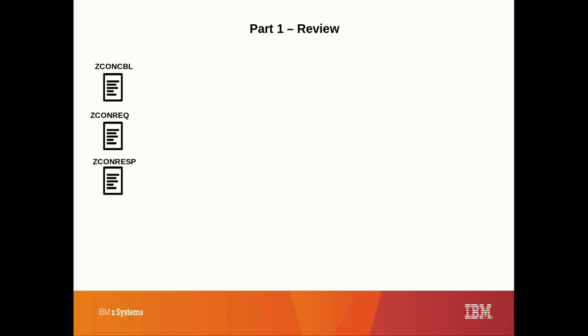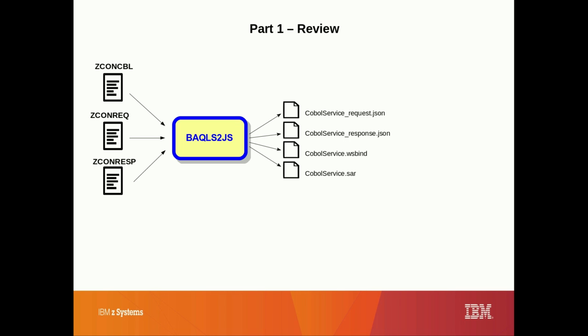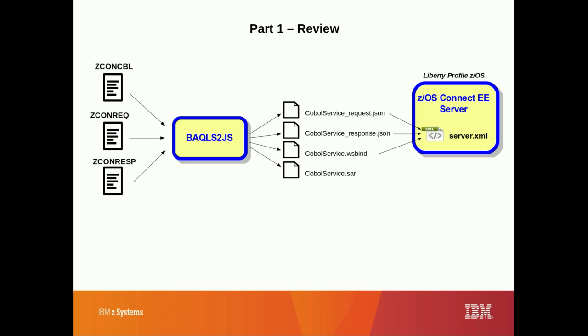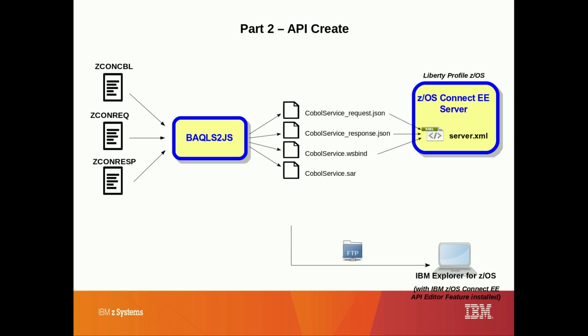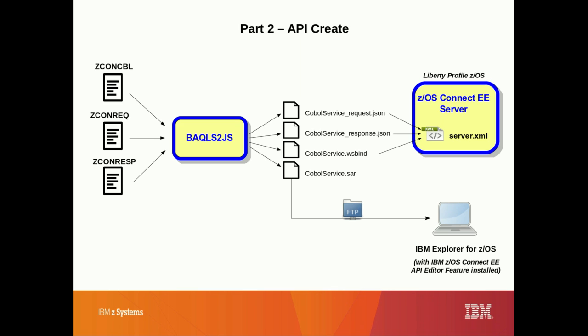To recap, in part one, we looked at the COBOL application source code and copybook data structures of our batch application, and we used the BAQLS2JS utility to create the necessary artifacts used at runtime by our z/OS Connect EE server to perform the JSON to native COBOL data structure mapping. For part two of the demo, we'll use the service archive file generated by the utility to create our REST APIs, which we'll deploy and test in part three.